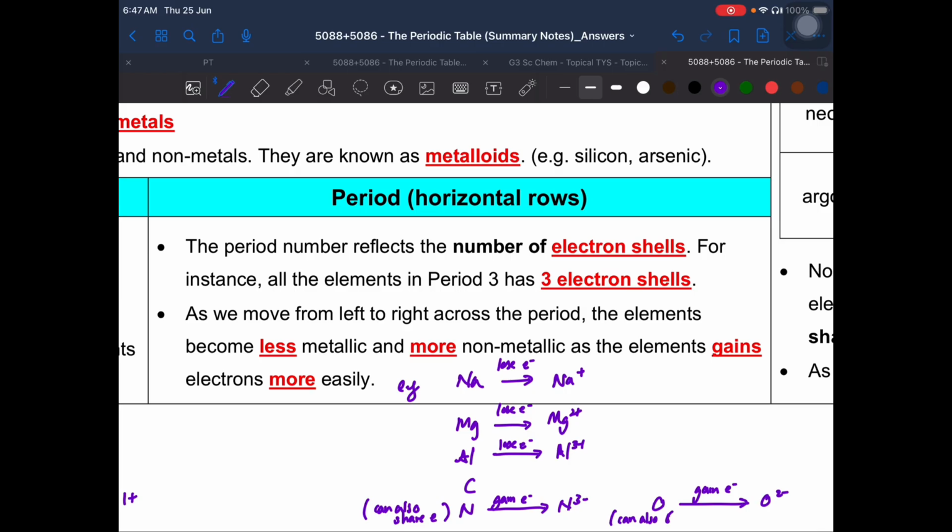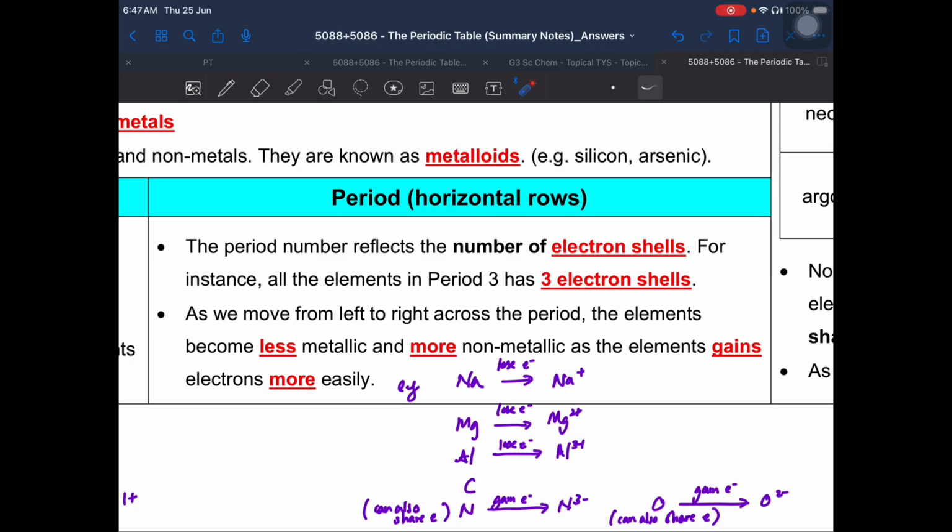So it's not a case whereby you must always gain electrons, because we know that non-metals can form covalent bonding as well. But what we are trying to see here is that you can actually move from metallic to more non-metallic. And why? It's because you start to gain electrons more easily. That's actually the reason why we define them as metals or non-metals. Okay, so with that, we'll move on to zoom into specific groups.